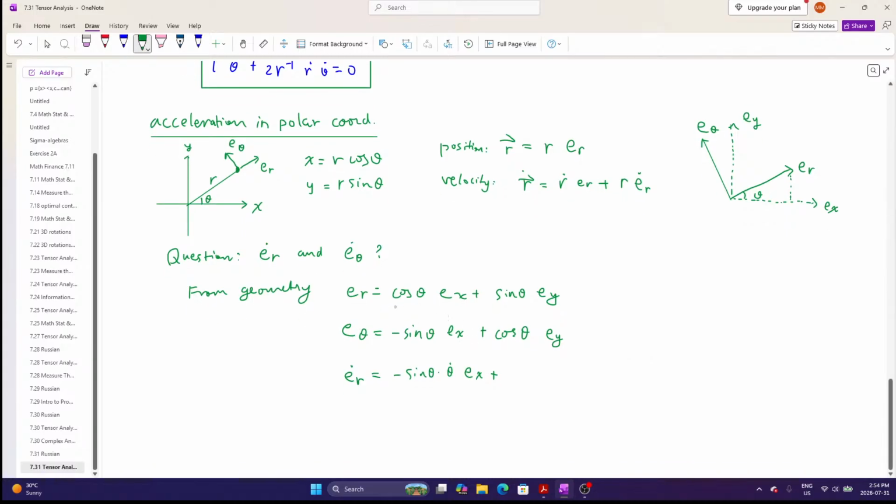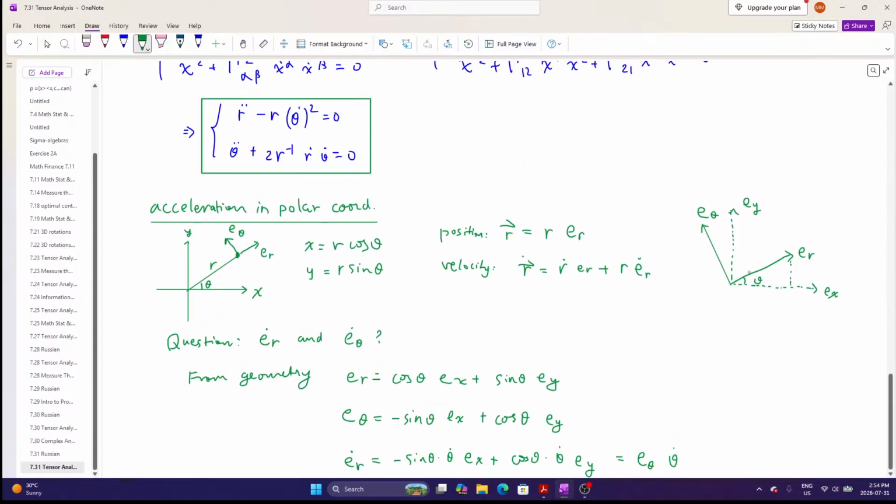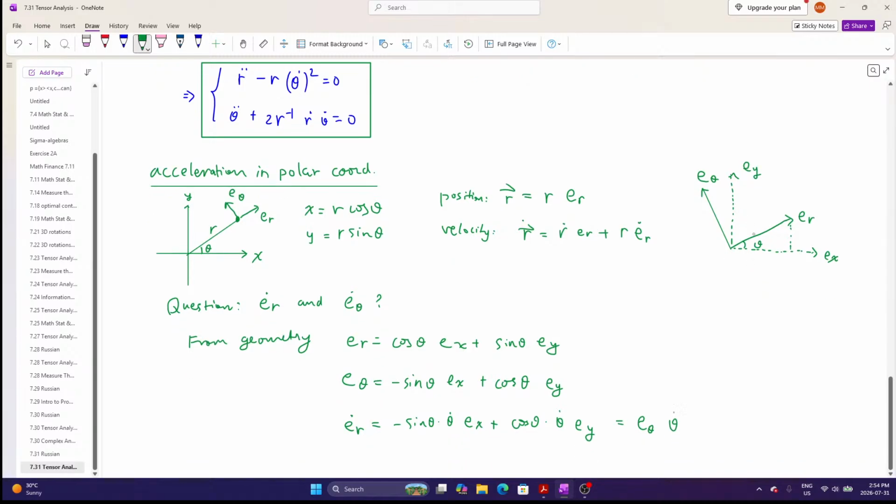Okay, so the first term, after differentiation, gives you minus sine theta times theta dot times EX, and the second term is cosine theta times theta dot times EY. And notice what this is. This is exactly E theta times theta dot. And there's actually a geometric interpretation for that. So imagine if you just change theta by a little bit. Let's say you make a small rotation.